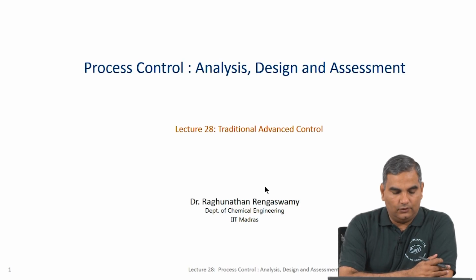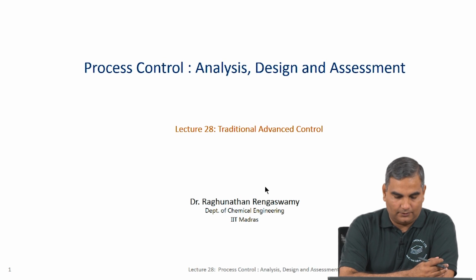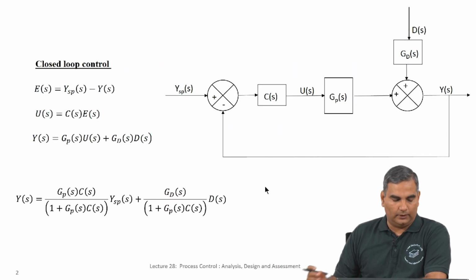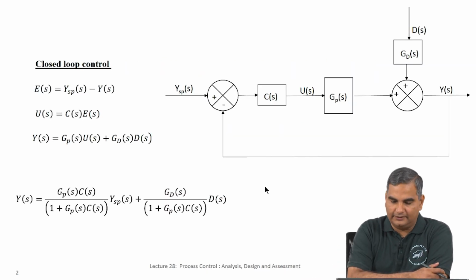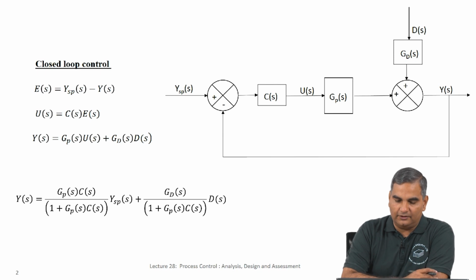Let us continue with our 28th lecture in this course, looking at more advanced topics in process control. Just as a quick recap for the kinds of things that we have seen till now, this is a traditional feedback control loop, and we have discussed this in considerable detail till now.